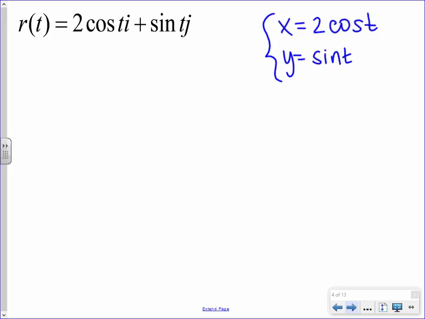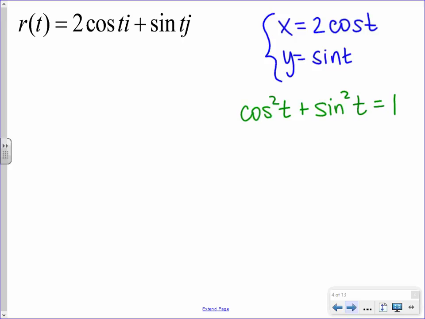Can you be more specific? Cosine squared plus sine squared equals 1.